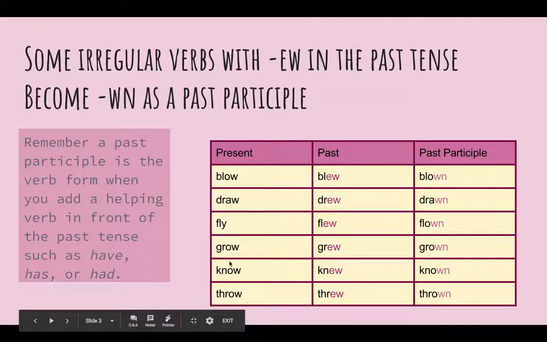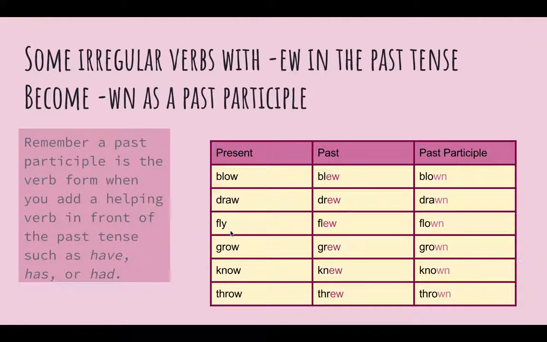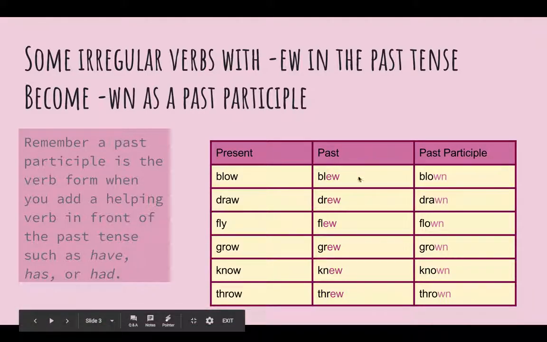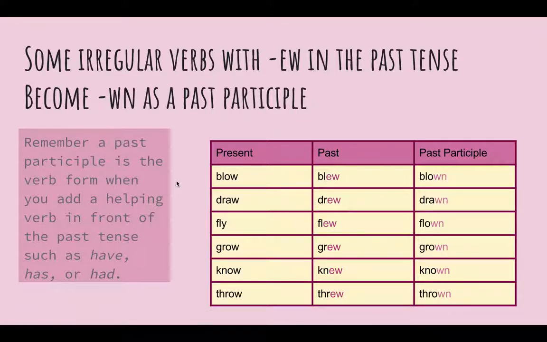Now notice that a lot of these also have a W at the end except for fly, because fly is just irregular, it just wants to do its own thing. But most of these have the W, so that'll give you a good clue to use the EW in the past. All right, let's look at what's next.